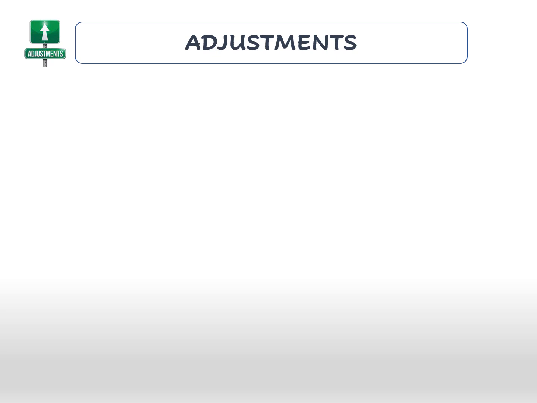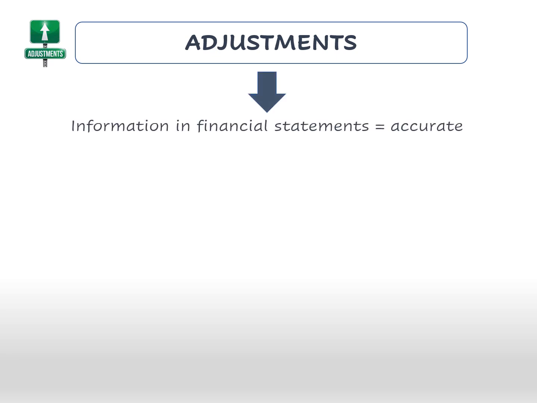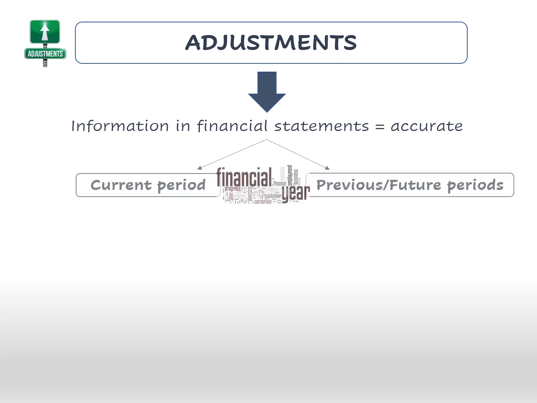Now we go on to the new work for this chapter, adjustments. This is the first section of the chapter. The information in the financial statements must be accurate. In other words, all the figures in the financial statements must be applicable to the current financial period.